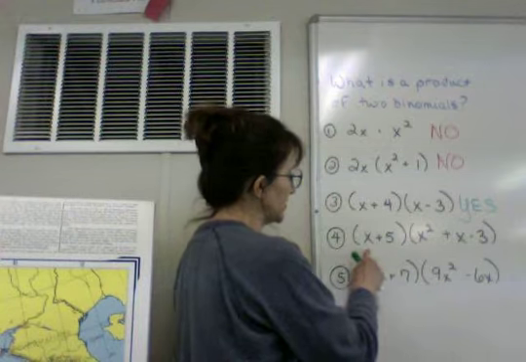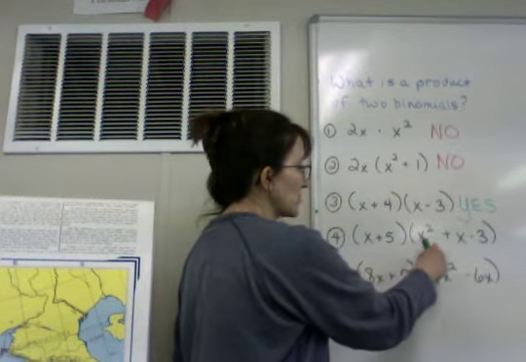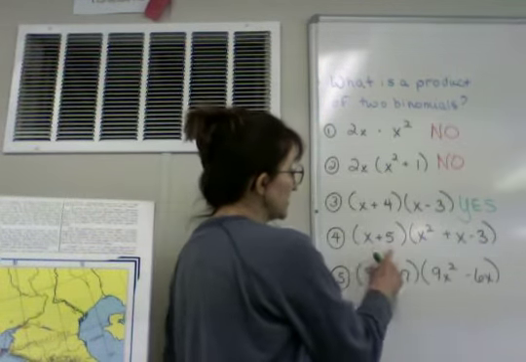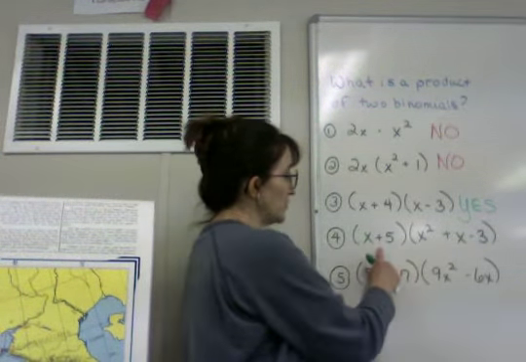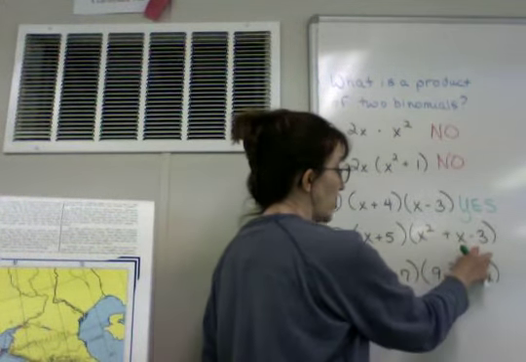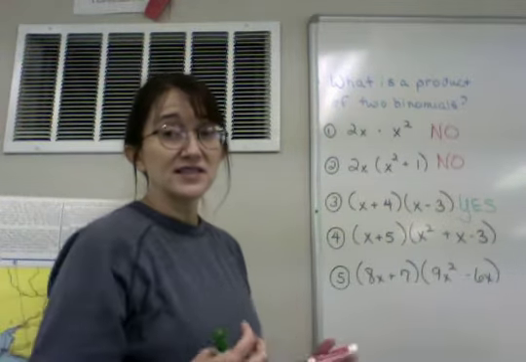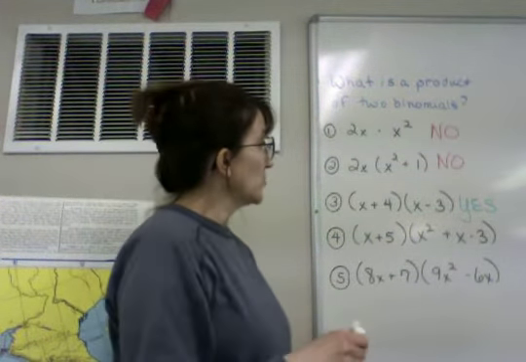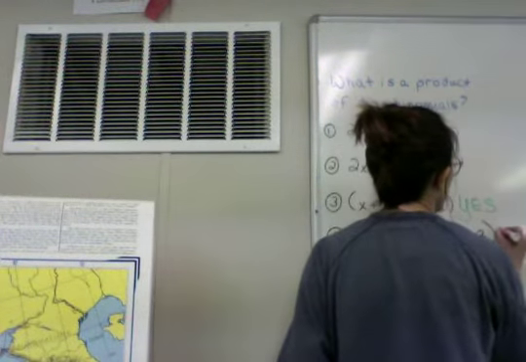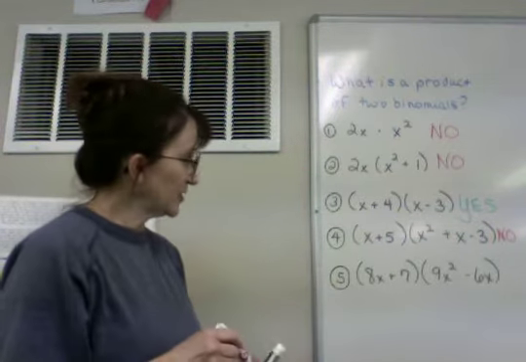Now let's go down to here. I have x plus 5, and I'm multiplying that to x squared plus x minus 3. Now this one is a binomial, two terms, one plus, but here I have two operation signs, and that's telling me that's a trinomial. That is not a binomial. So go back to my red marker to make it colorful. This is a big no. No. All right, now let's go to the next one.